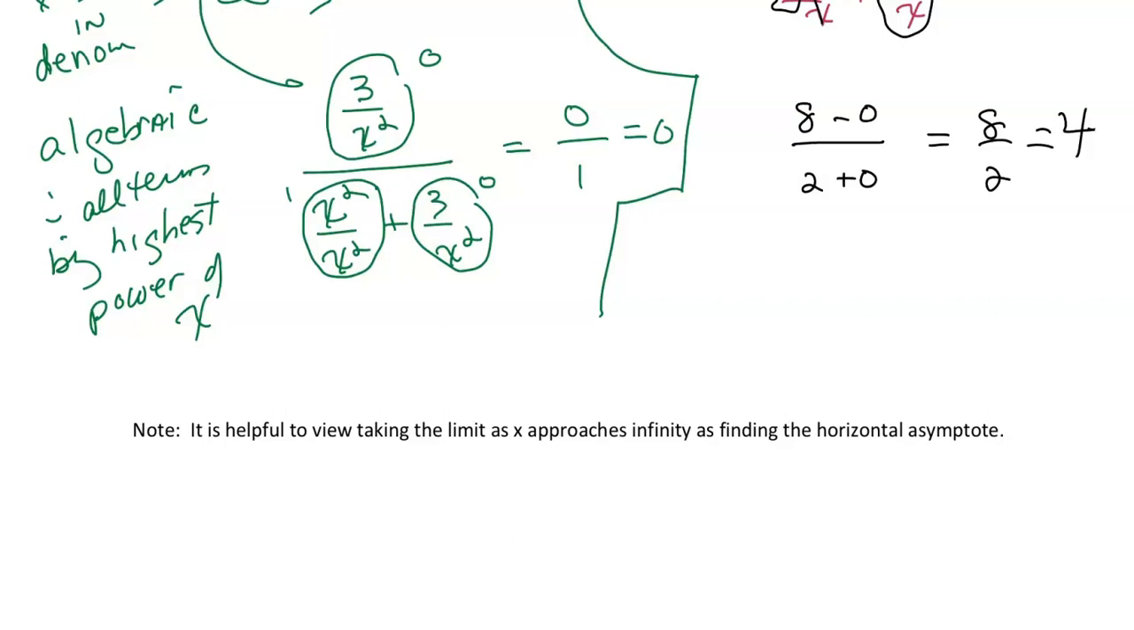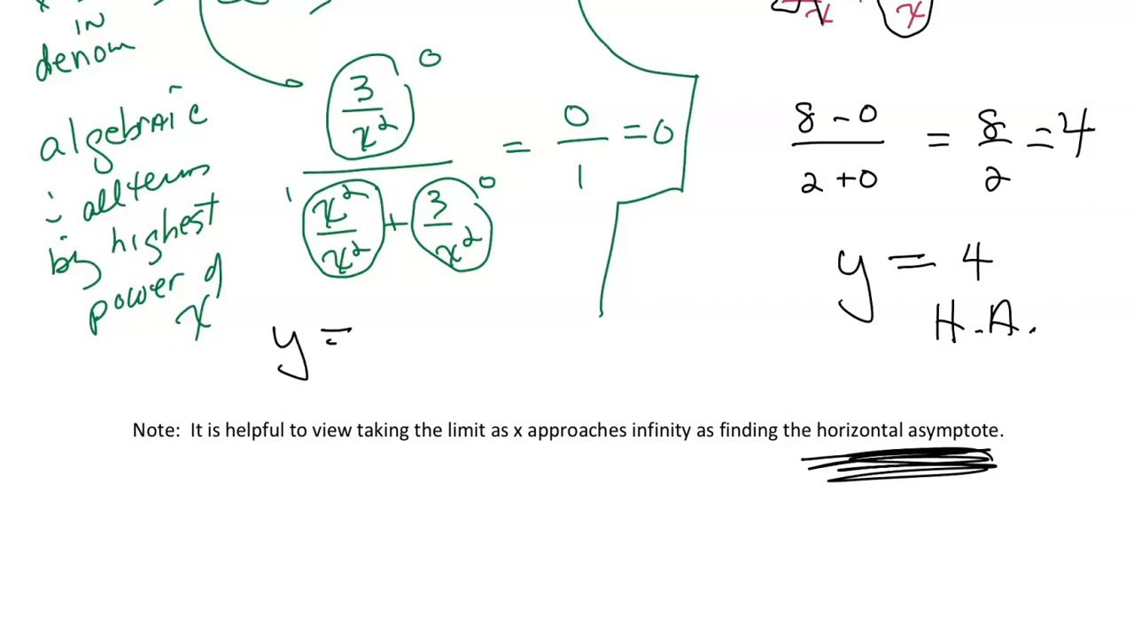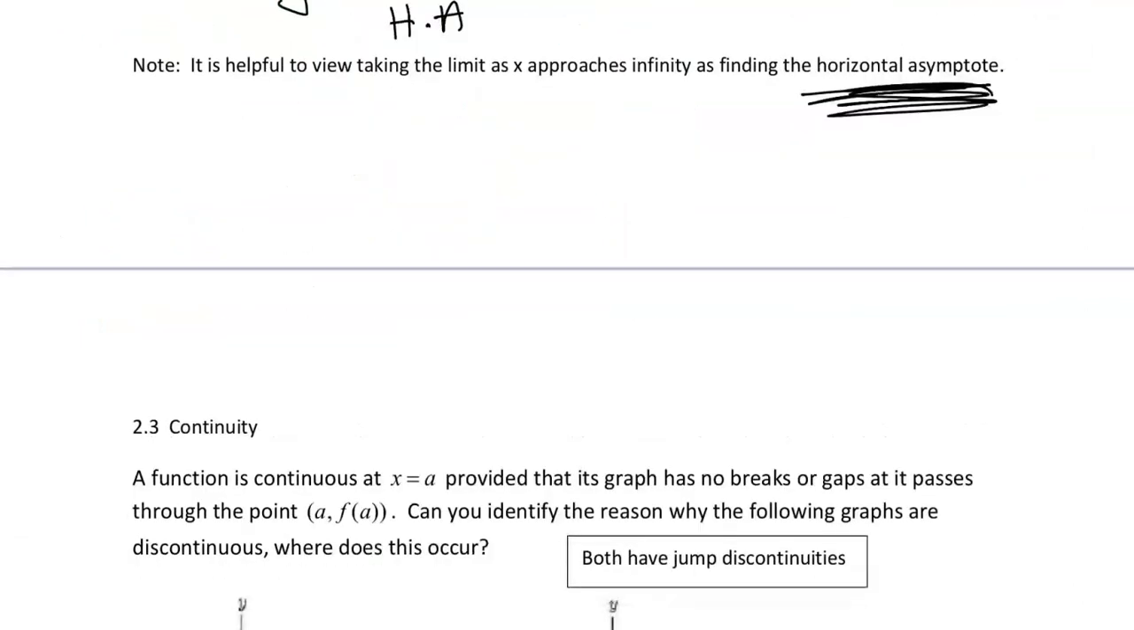So again, it's helpful to view taking the limit as x approaches infinity as finding the horizontal asymptote. I know the horizontal asymptote in this case is the line y equals 4. So that's my horizontal asymptote. In this situation, I know my horizontal asymptote is the line y equals 0. What's the limit? The limit's 0 here. The limit's 4 here. Okay, but it's the same value that the horizontal asymptote takes.